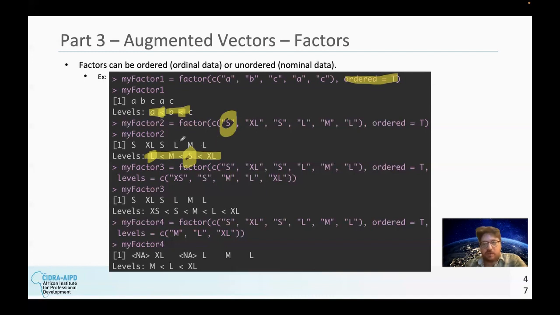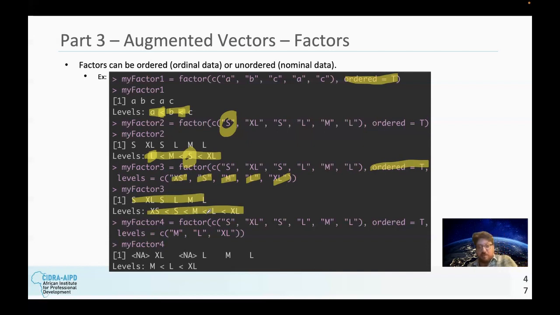We can change that. We can specify what order we want the levels to be in, which is usually what you want to do for an ordered factor. So here we have an ordered factor, and I'm telling it that here are the levels: extra small, small, medium, large, extra large. And then when we look at the factor, we can see that these are the values and these are the levels, and the order in which the levels appear in matters.